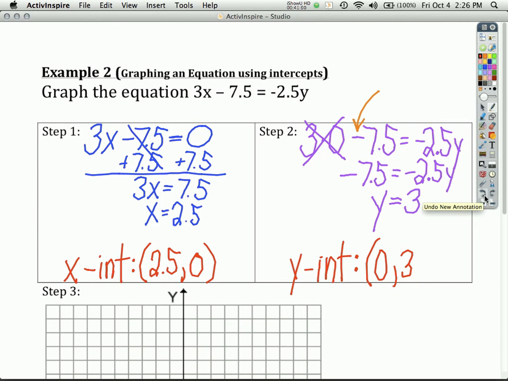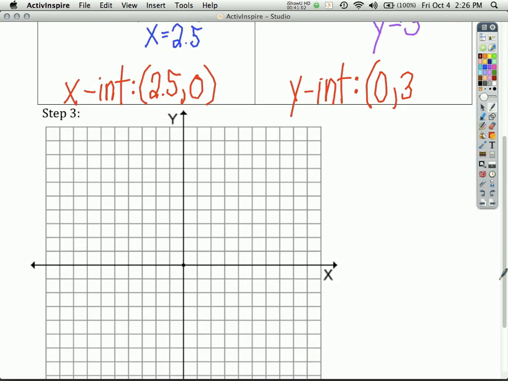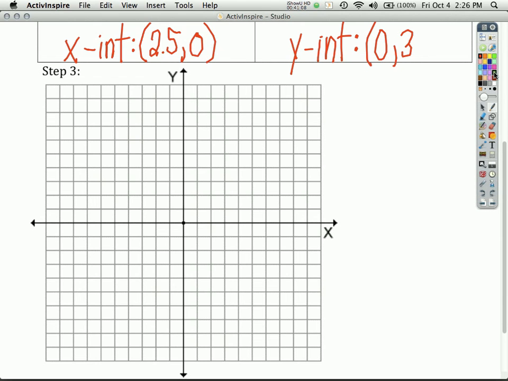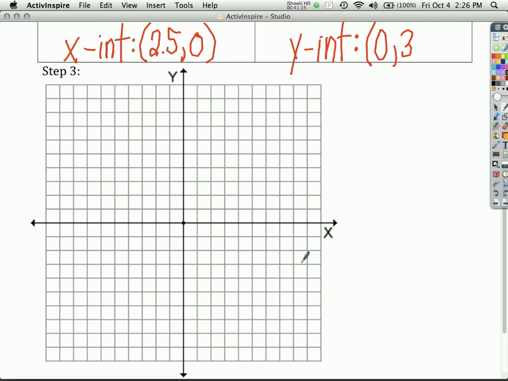Okay, so now we already knew how to do this. So now the next step is to draw a graph. So now we're going to plot the points and draw a line through them. The x-intercept, you need to draw a coordinate grid. You should go about 8 squares in each direction. That should be good enough. Depends on the situation. Some of your graphs are going to be much bigger than others.